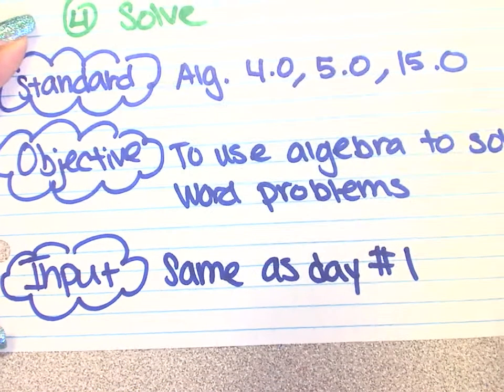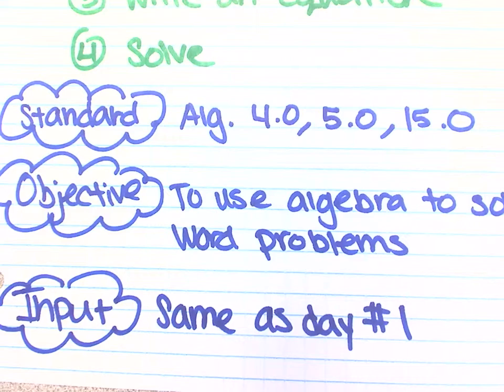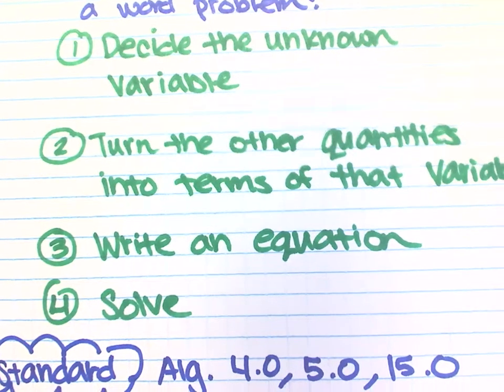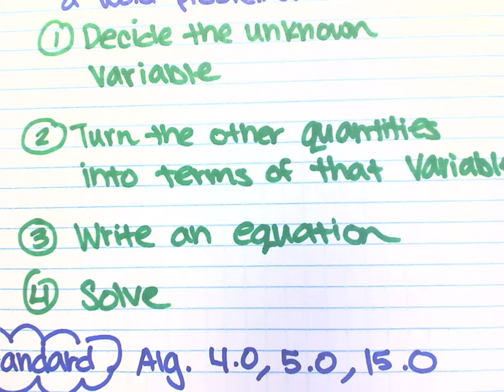Okay, so our input is the same as day one. Those steps that we just went over in your anticipatory set: decide the unknown value, turn the other quantities into terms of that variable, write an equation, solve. Okay, so now we're in the modeling portion. Now I'm going to show you the other type of problems.